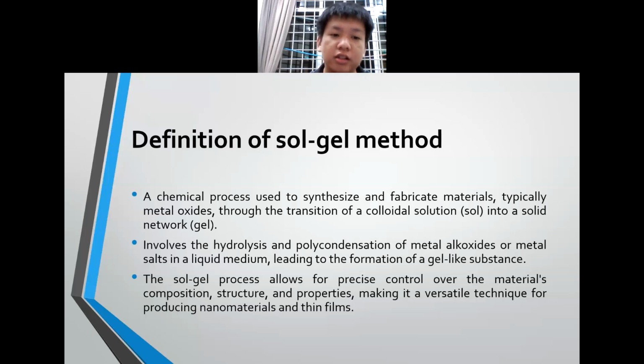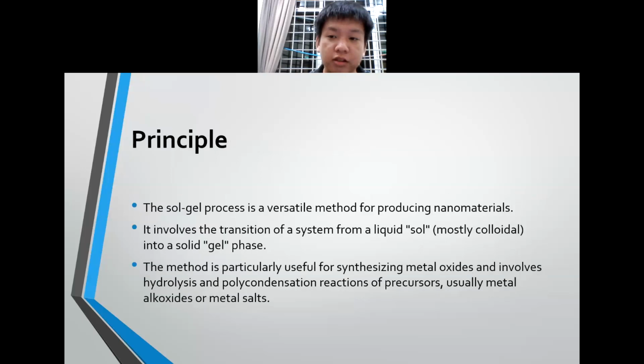It involves the hydrolysis and polycondensation of metal oxides or metal salts in a liquid medium, leading to the formation of a gel-like substance. The sol-gel process allows for precise control over the material's composition, structure, and properties, making it a versatile technique for producing nanomaterials and thin films.